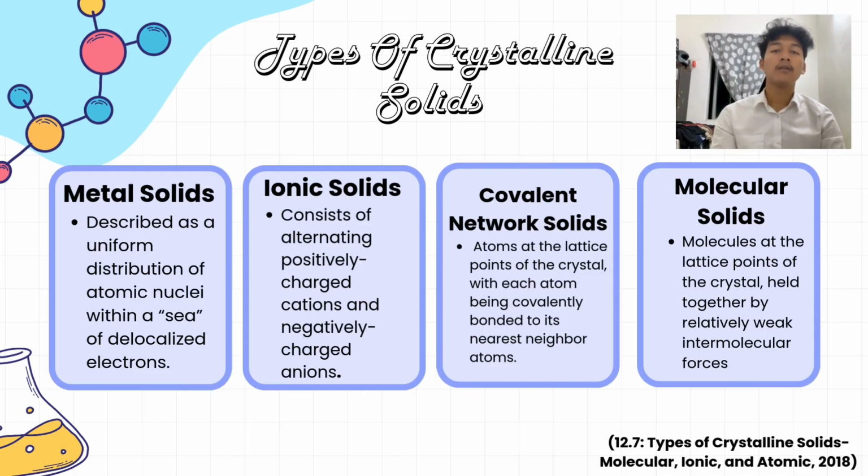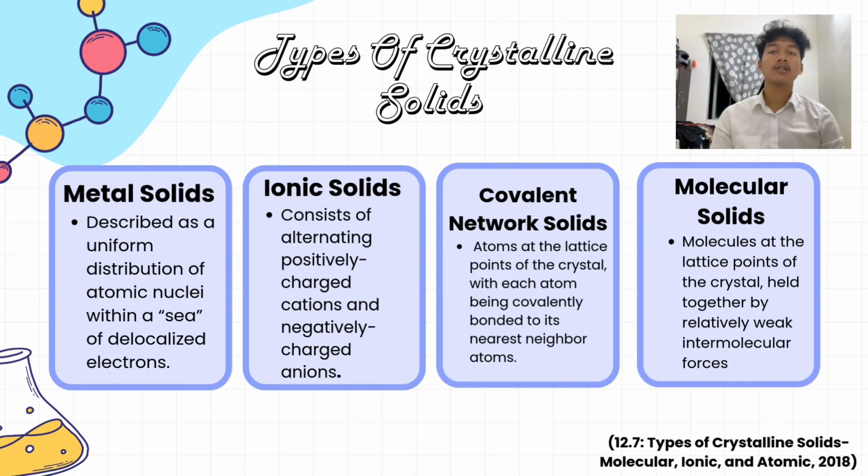A covalent network crystal consists of atoms at the lattice points of the crystal, with each atom being covalently bonded to its nearest neighbor atom. Next, ionic solid. Ionic solids are composed of positive and negative ions that are held together by electrostatic attraction, which can be quite strong. Many ionic crystals also have high melting points.